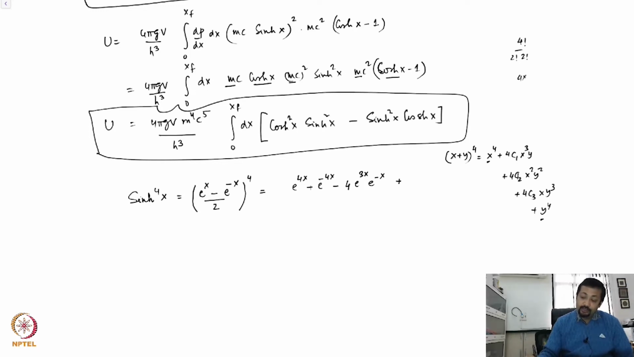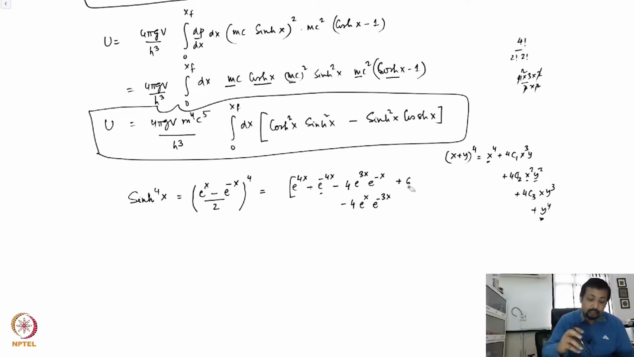So 4 into 3 by 2. If you want to calculate, this is the exact formula, and you can see that this is actually 6. But x square is e to the power 2x, y square is e to the power minus 2x, so we are just left with plus 6. 4c3 is again going to be minus 4. Here, of course, you are going to have e to the power x, e to the power minus 3x, and this already you have taken over here.